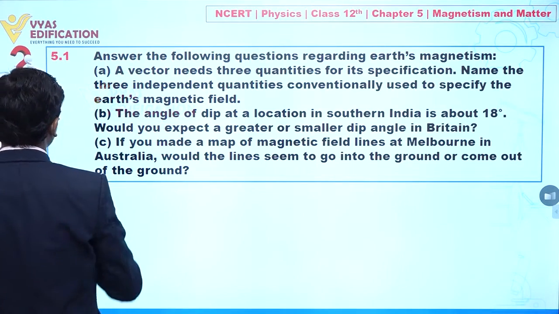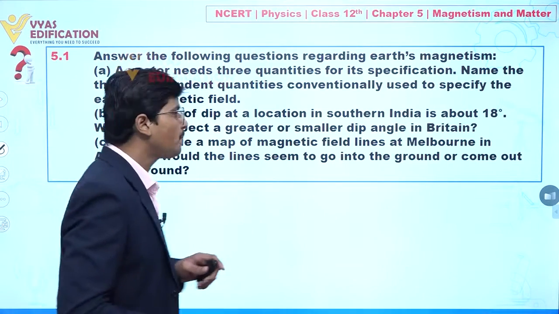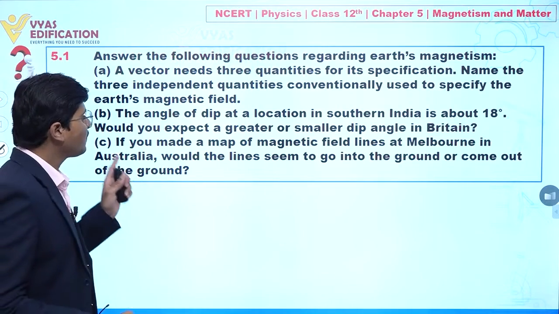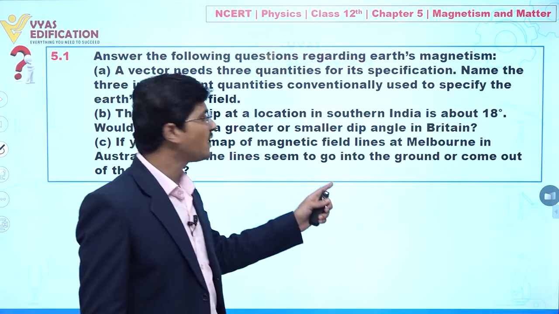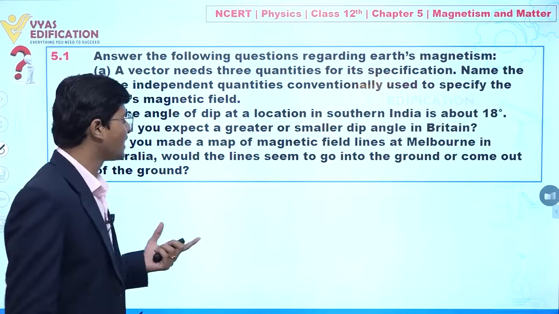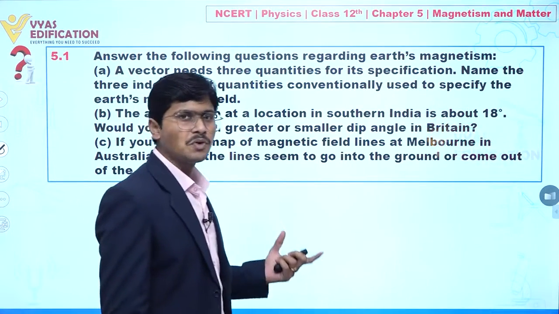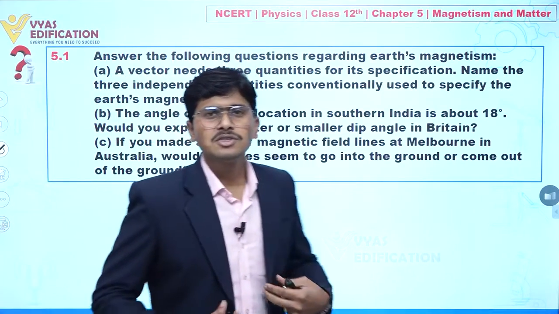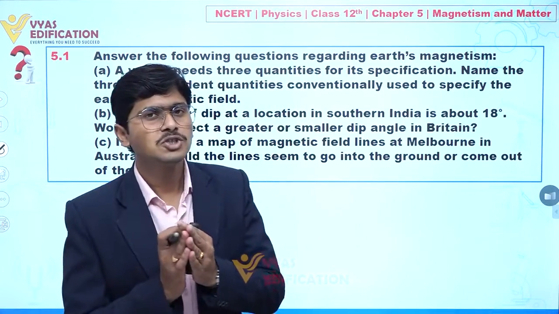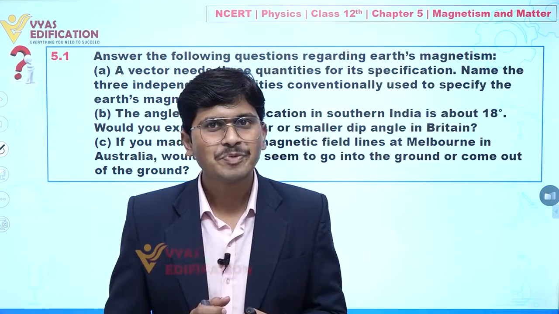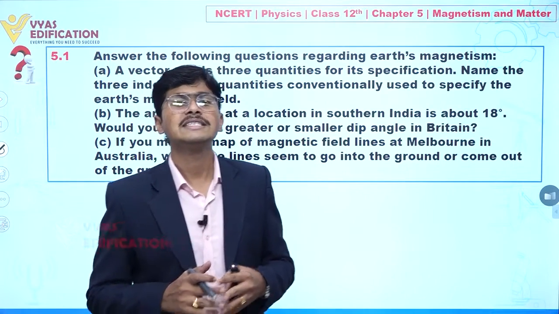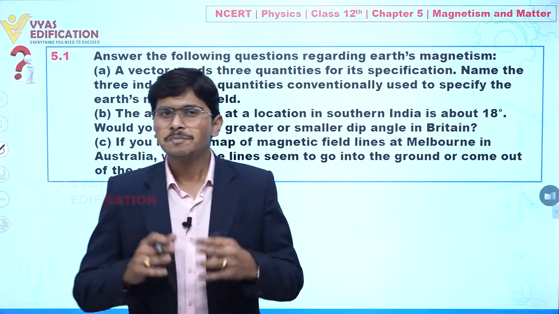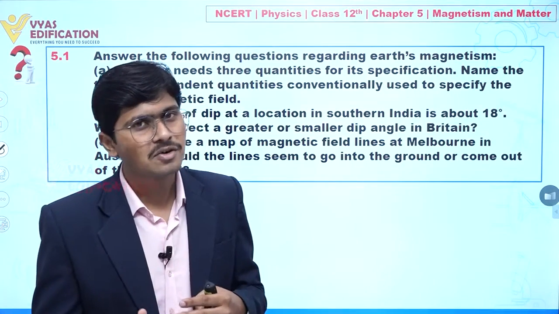Now if I talk about part number C, it is given to you: if you made a map of magnetic field lines at Melbourne in Australia, would the lines seem to go into the ground or come out of the ground? Clear. Now if you know the geographical location of Australia, it is actually located in the southern hemisphere, clear. So it means we are talking about geographical south.